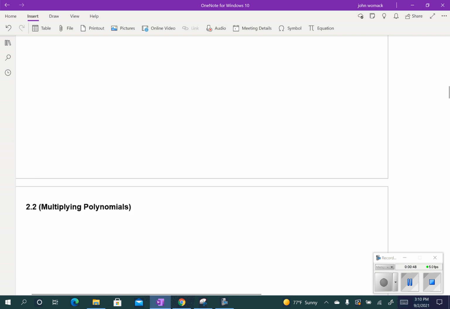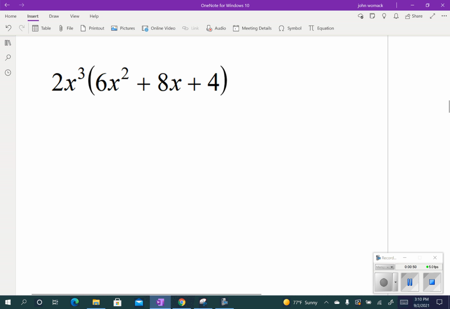Let's skip that one. Let's try this one right here. So I have a monomial out front, and I'm multiplying it by a trinomial. It's got 3 terms. So I'm just going to take that first term, the 2x cubed, and again, distribute it through. So 2x cubed times 6x squared is 12x to the 5th. 2x cubed times 8x is 16x to the 4th.